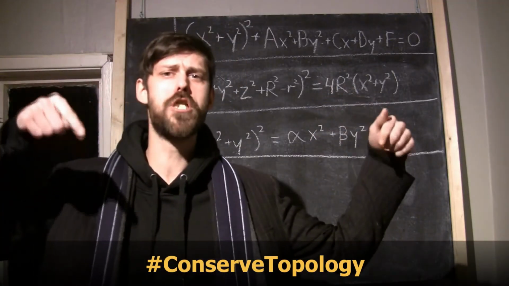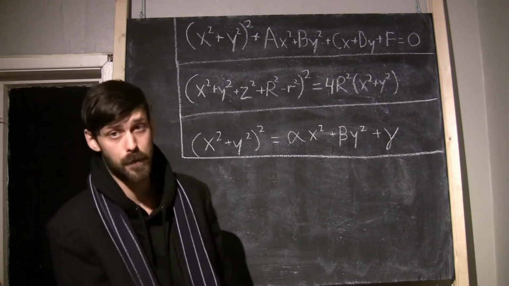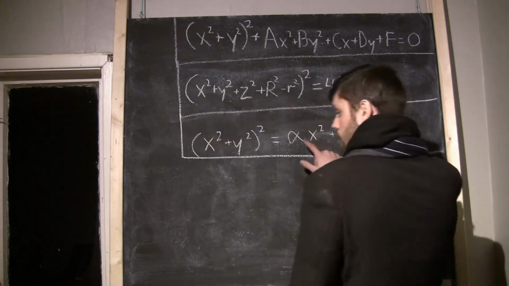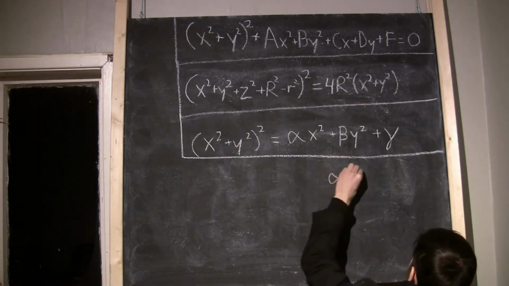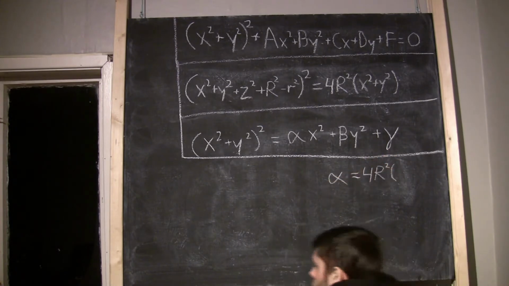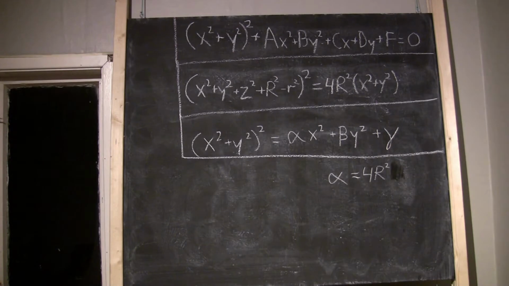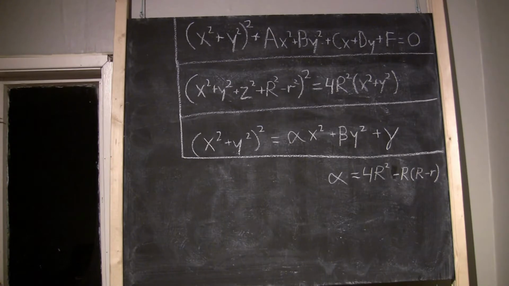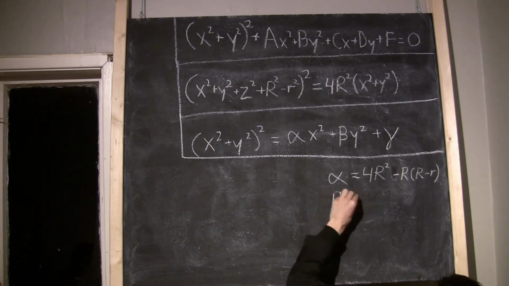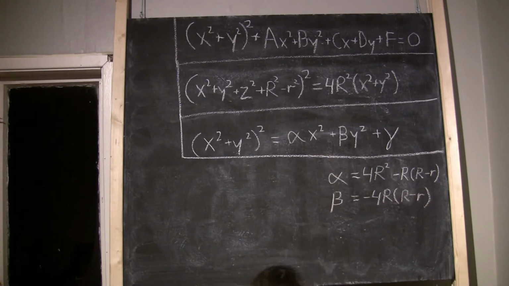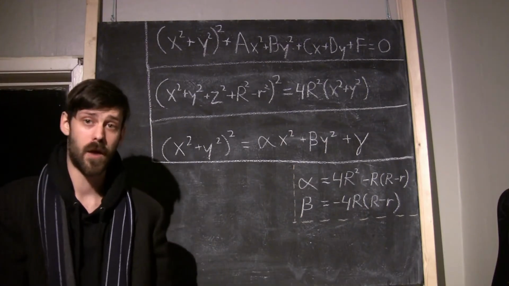Hashtag control topology. Typical equation for a hippopede. We let this gamma be 0, and we would let some further classifications can now be made.